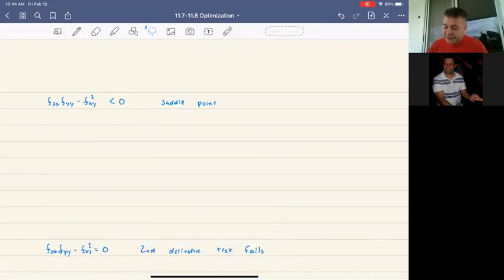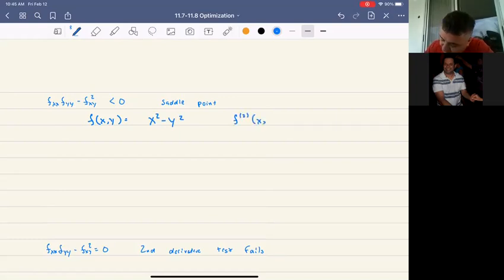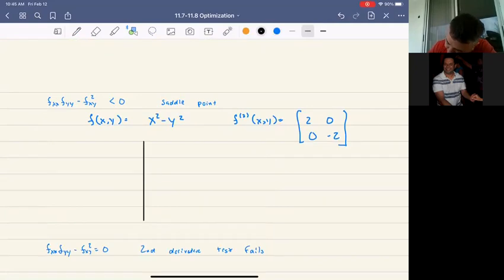You can probably guess what the canonical example is going to be. Let's take f of x, y equals x squared minus y squared. In this case, the second derivative is [2, 0; 0, -2]. And our graph looks like so.